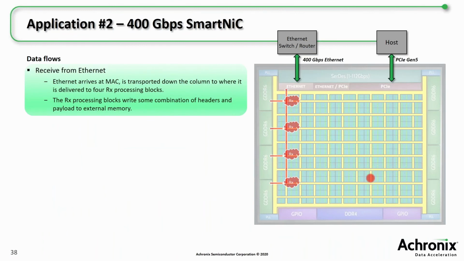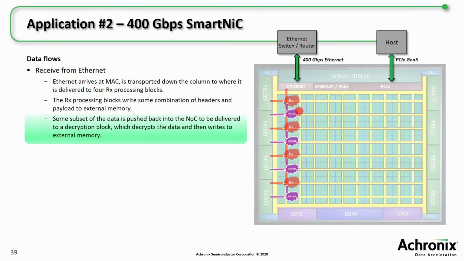So how does data flow through our FPGA in this case? As the data arrives from the Ethernet interface, it's delivered down the column to the receive blocks that you can implement in the FPGA, and then you control where to write that data to memory. If you have decrypting to do, instead of writing the data to memory, you can forward it back down the column. So the data arrives, you look at the header, you push it right back into the column, and the NOC carries it to perhaps a decrypt block. Now, I've shown the decrypt blocks here as being close to the receive blocks. Really, they can be anywhere in the FPGA, and you have control over how the data is routed.